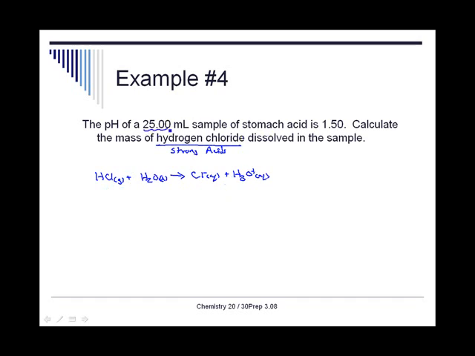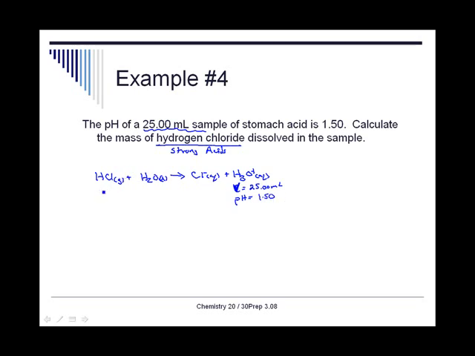So we have a 25 milliliter sample of stomach acid. And so that's related to concentration. And for concentrations and acids, sorry, it's a volume, my bad, it's a volume. But we're going to put it with our hydronium ions. So the volume is 25.00 milliliters. And they've given us the pH, and pH is always related to the concentration of hydronium. So we're going to go 1.50 is our pH.